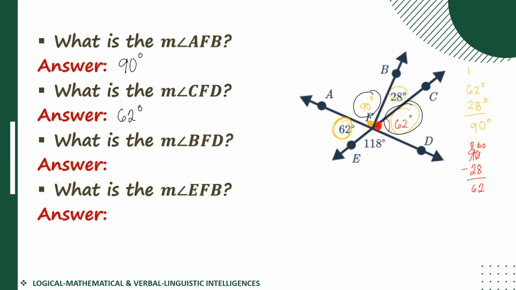Next, what is the measure of angle BFD? A while ago, it's 28 degrees plus 62 degrees. That would be 90 degrees. And lastly, we have EFB. That means we are supposed to add up E, F, and then B. So we're going to add up the 62 and 90 degrees, and that would be 152 degrees. So we're done with that.